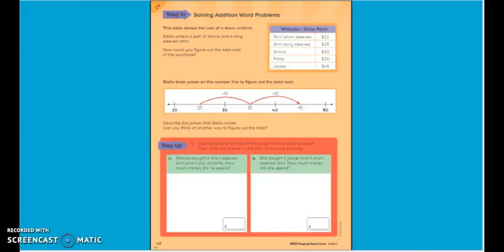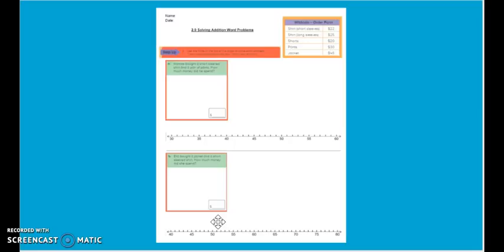Next, let's look at our step up on page 48. It says you are going to use the table at the top of this page to solve each problem for A and B. Then write the answer in the box and show your thinking. We will continue to use the strategies we've learned to solve addition equations. So you will use this page to use the strategy we have learned.